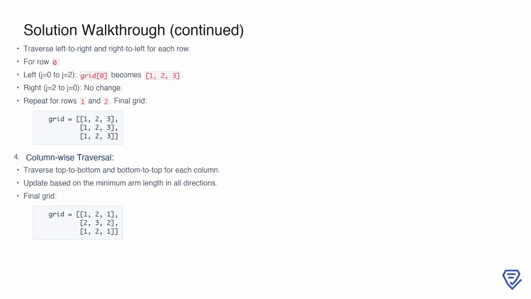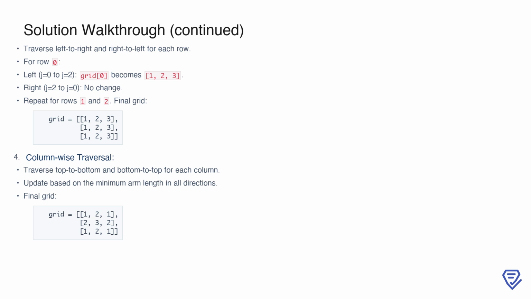We then proceed to a column-wise traversal. Starting from the top and moving downward, we update each cell by considering the smallest arm length in the vertical direction. Similarly, as we traverse from bottom to top, we ensure the minimum arm length is maintained. By combining the results of these vertical traversals, the grid updates further. For example, the first column becomes 1, 2, 1, as we consider the vertical constraints. After completing this step for all columns, the final grid becomes 1, 2, 1, 2, 3, 2, 1, 2, 1.